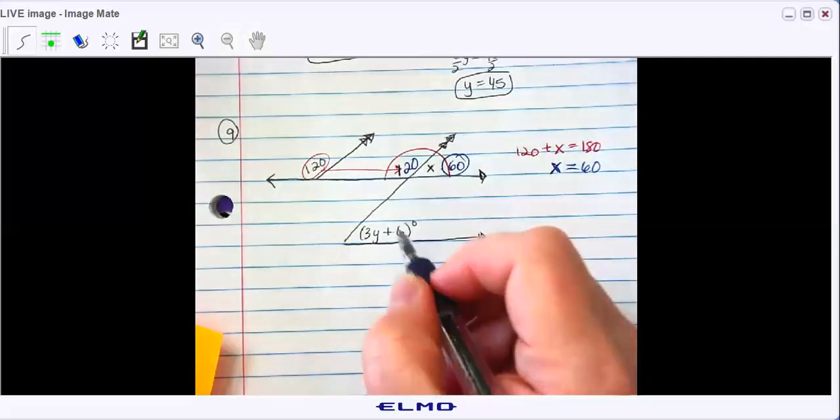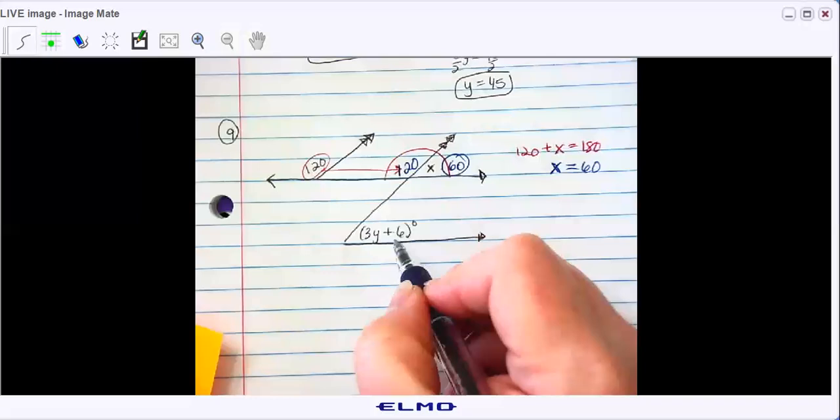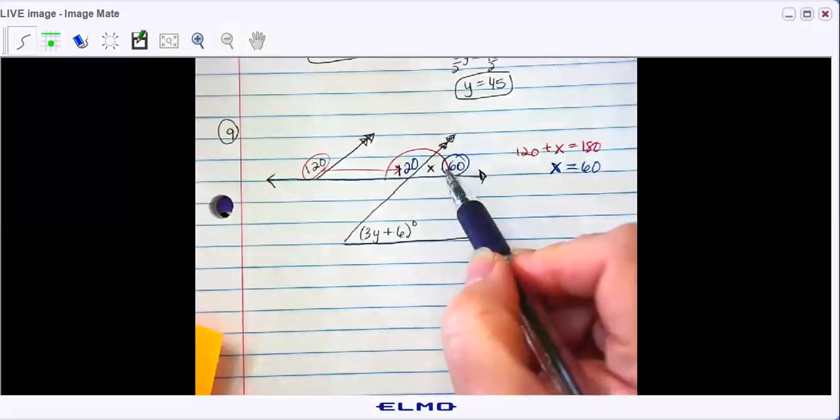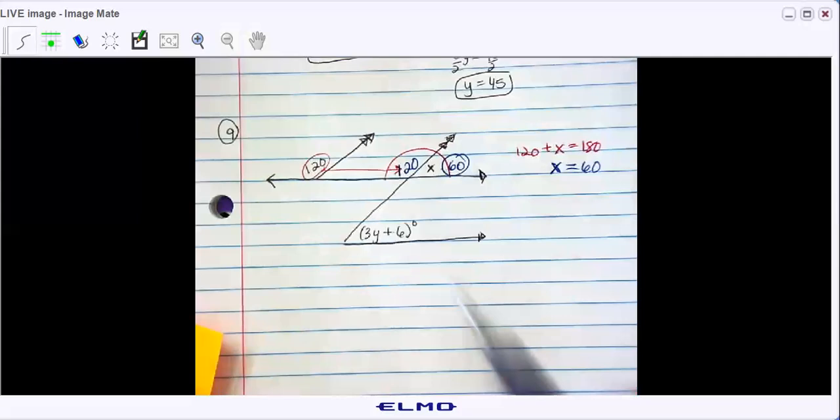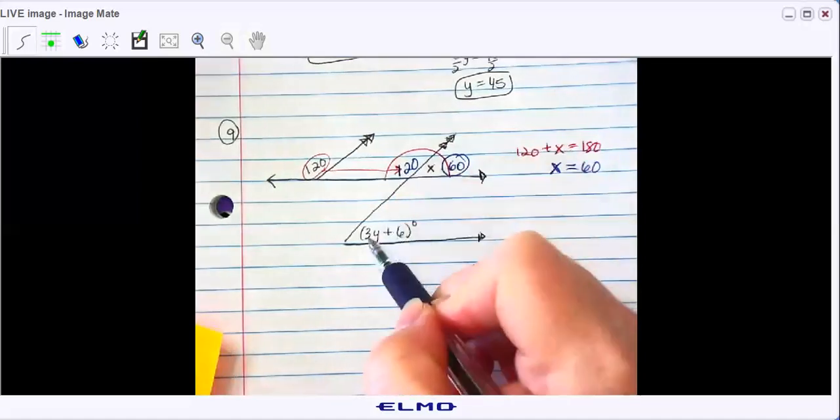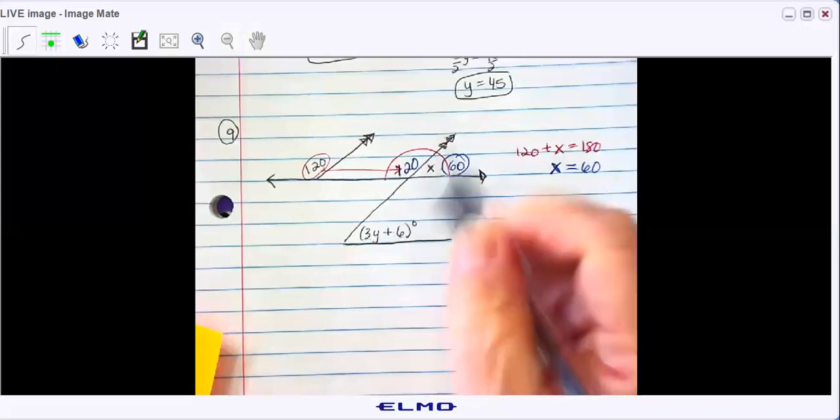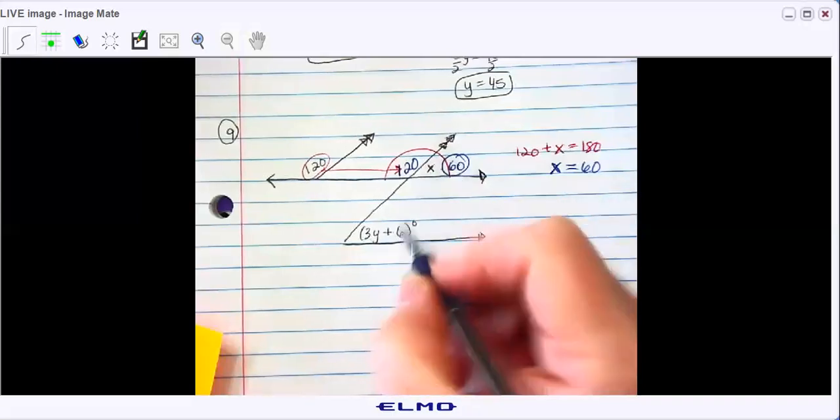Okay, so the angle of 3y plus 6 and this angle of 60 have a relationship. They're either an interior angle, same side, alternate, or they're corresponding or vertical. So what would they be? Corresponding. They're corresponding. Thank you. Because I can slide this angle straight down and set it on top of this one. Okay, and I know that my corresponding angles are equal. So I'm going to say 3y plus 6 equals 60.